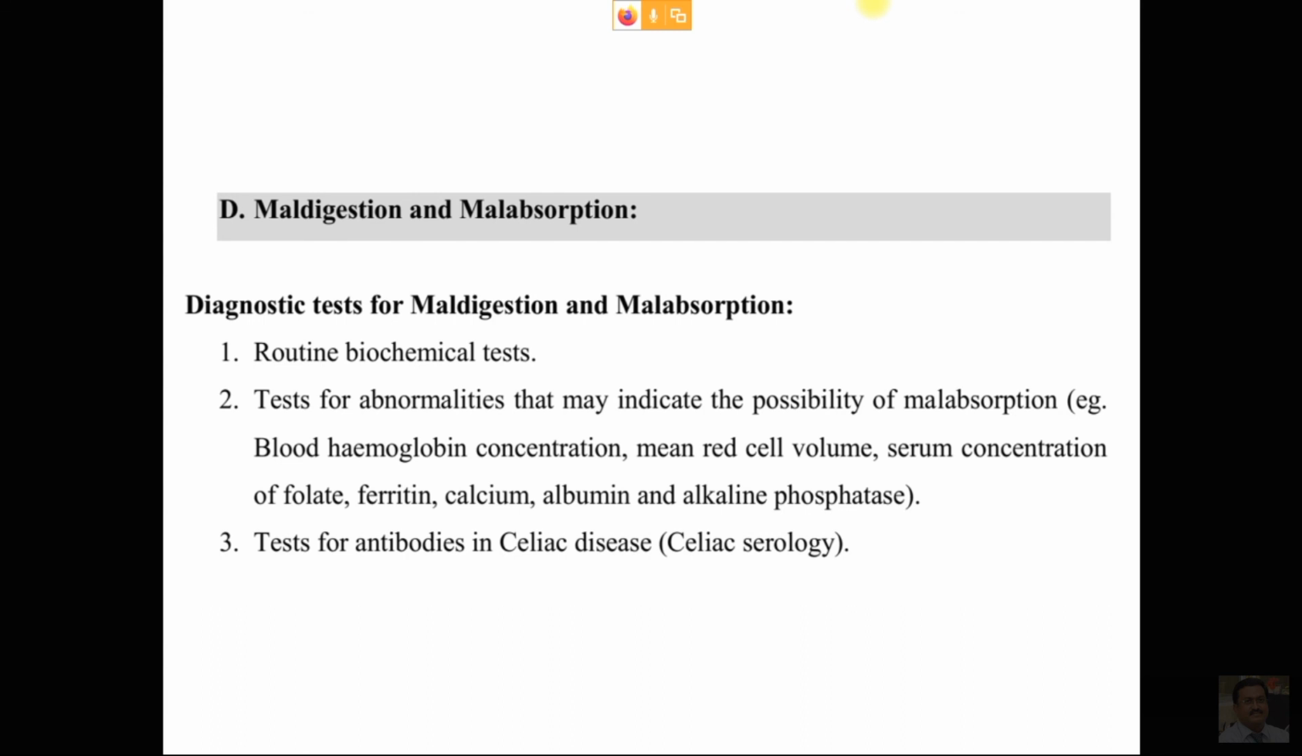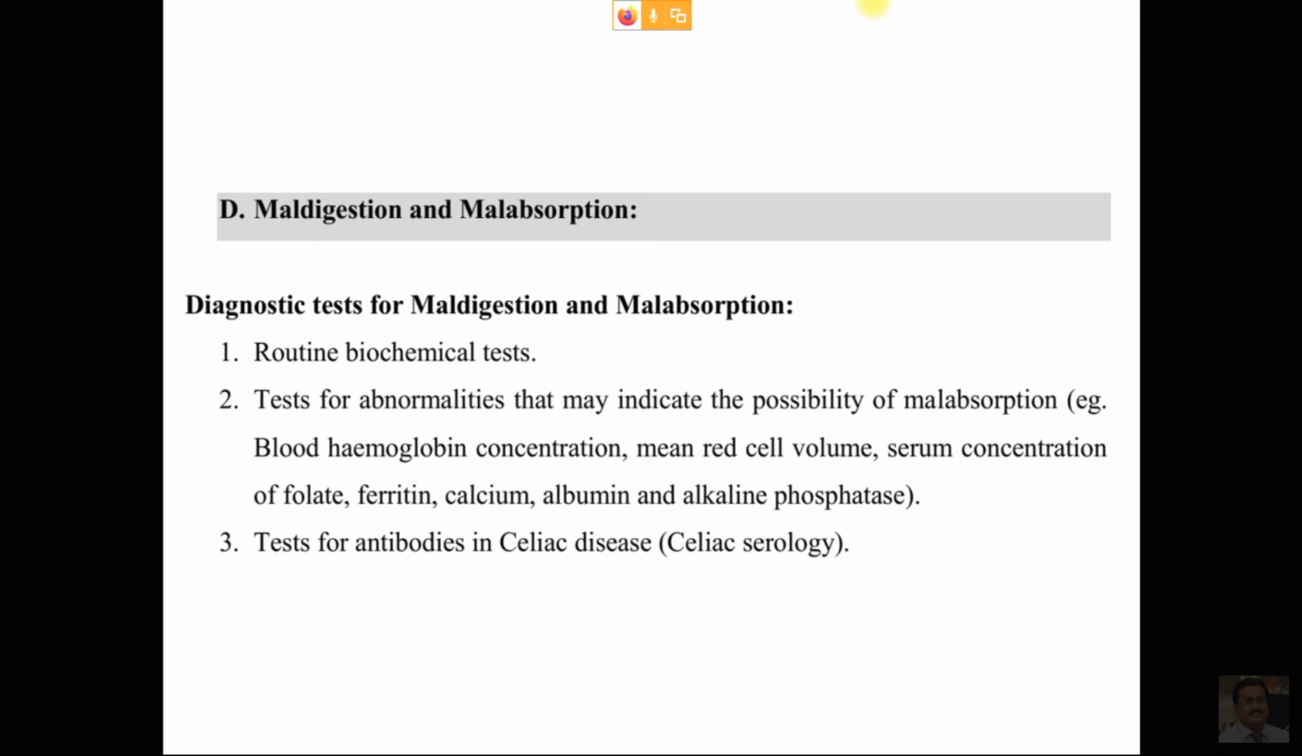Number 2 is the tests for abnormalities that may indicate the possibility of malabsorption, that is blood hemoglobin concentration, mean red cell volume, and the serum concentration of folate, ferritin, calcium, albumin and alkaline phosphatase. If you are checking the hemoglobin level and it is lesser than 10 in a female, then they are called anemic. This may be due to the menstrual cycle, or otherwise related to anemia. There are many different types of anemia, including sickle cell anemia. So we have to check what is the reason for that, the blood hemoglobin concentration, because maldigestion and malabsorption may be there.